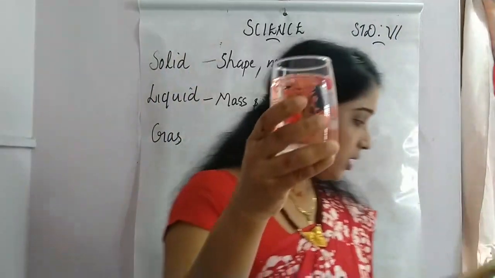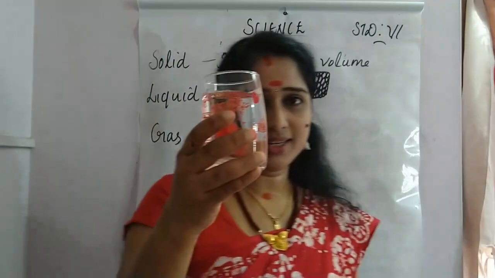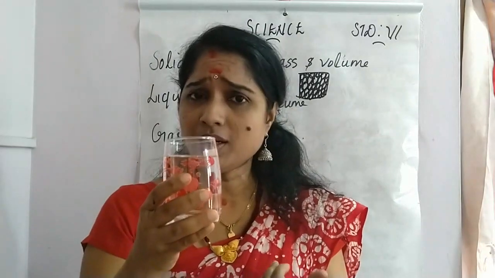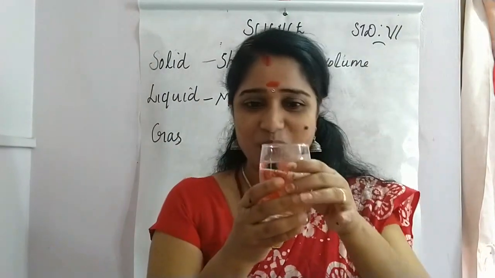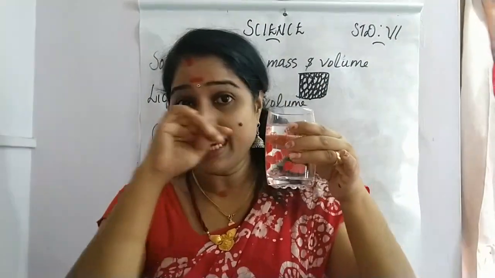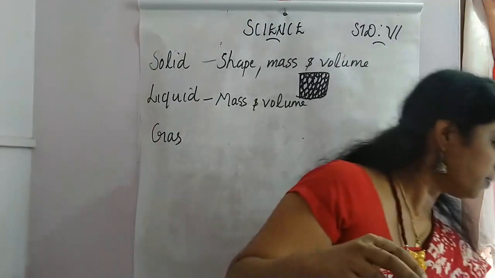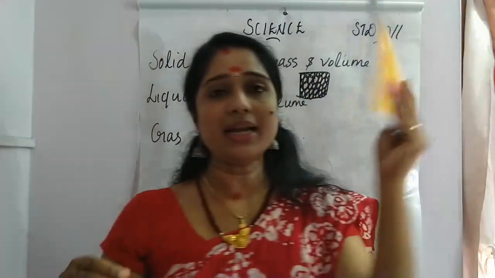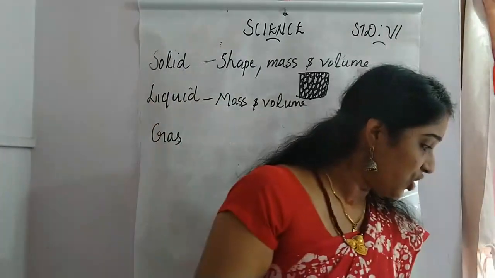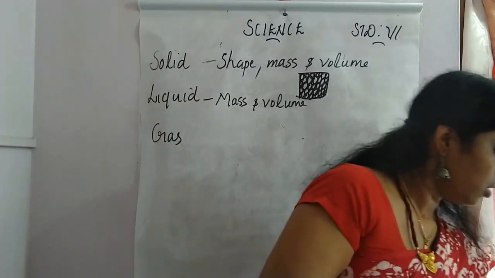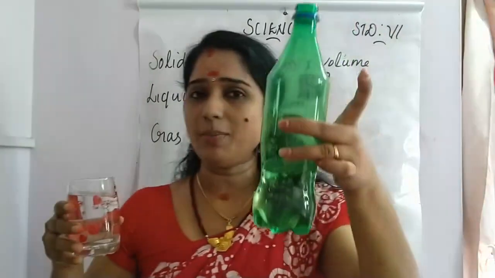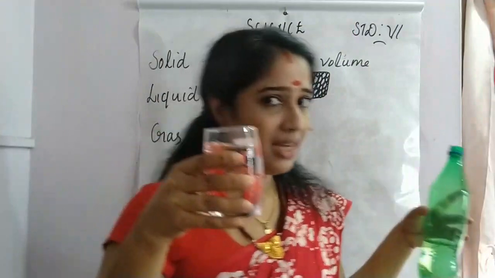When I pour the water into this glass, then what happens? When I ask you, tell me the shape of the water, then what will you say? Yes, the water shape is similar to the shape of the glass. Clear? Yes. But in the case of solid, it is not like that. Solid, wherever I keep, the shape doesn't change at all. You know why the shape of the water changes? When it is in the bottle, it is this shape. When it is in the glass, it's the shape of the glass.